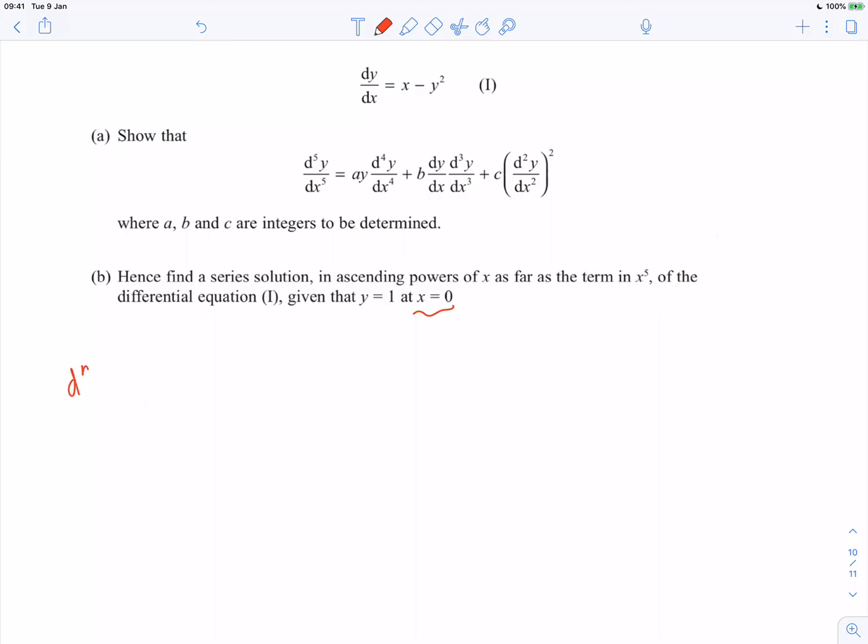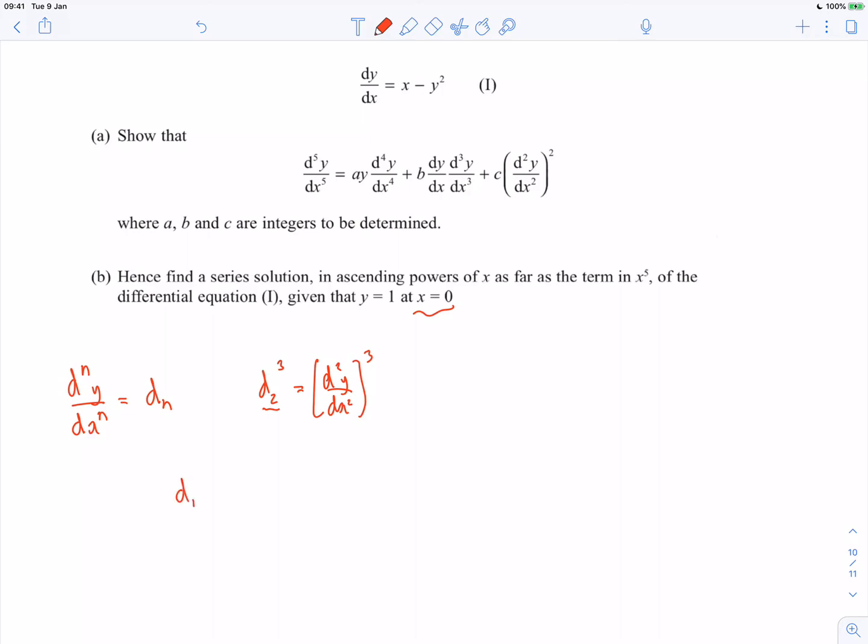Let's say d to the n y by dx to the n. I'm going to define that as d subscript n. So if I say something like d_2 cubed, then I'm saying the second derivative cubed, which is the same as the second derivative of y with respect to x, cubed. It's just a subscript, just to speed things up. So what have I got?